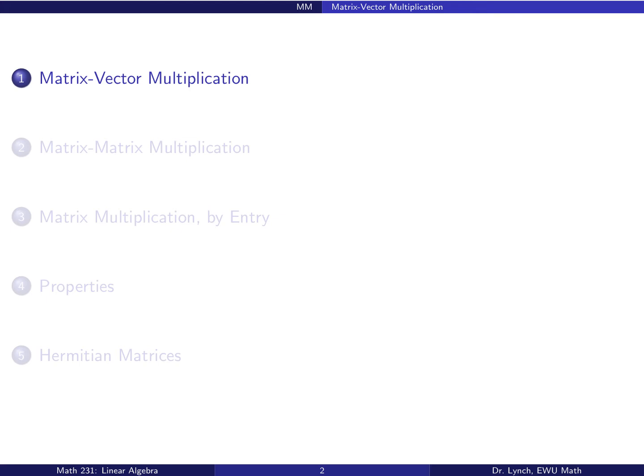We'll use that matrix multiplication by entry to derive a whole bunch of properties of matrix multiplication, some of which might be a little bit surprising. And then at the end of this section, we'll talk about a special class of matrices called Hermitian matrices that has to do with the adjoint from our last section.